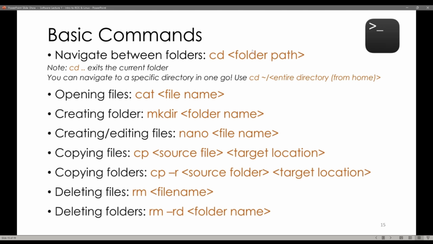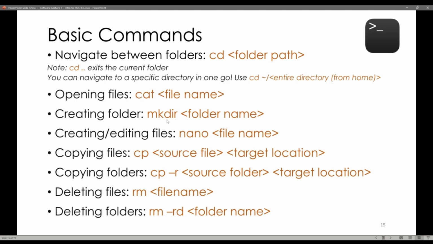So if you're currently in documents and you want to get something from, I don't know, downloads or something, it might be easier to actually specify it from home rather than from where you are in terminal currently. You can open files, you can read files using cat, then the name of the file.